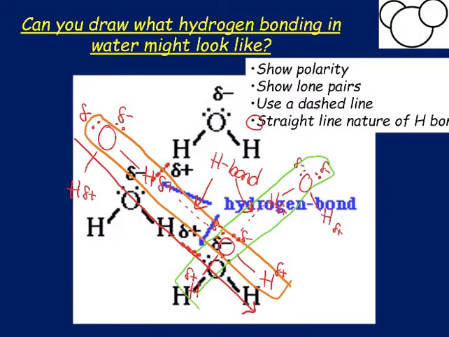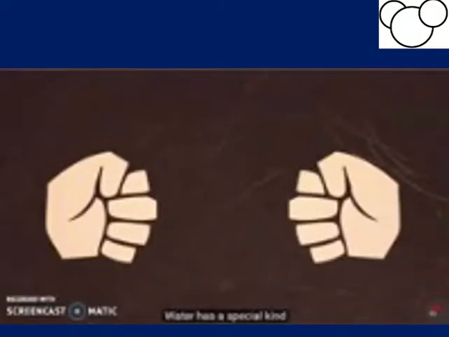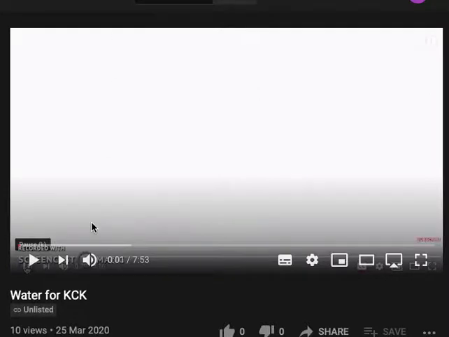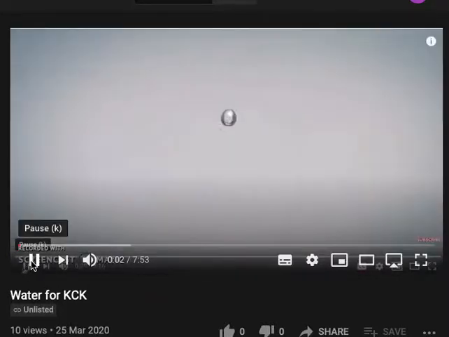Now, water is exceptionally weird in terms of its melting point and boiling point. It doesn't behave as it should. So this is kind of long, but it goes through a lot of stuff.